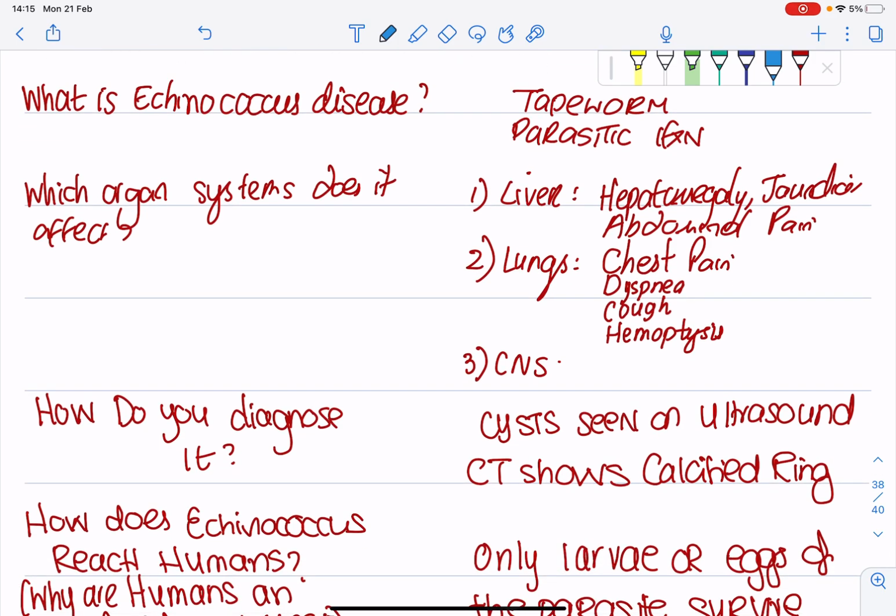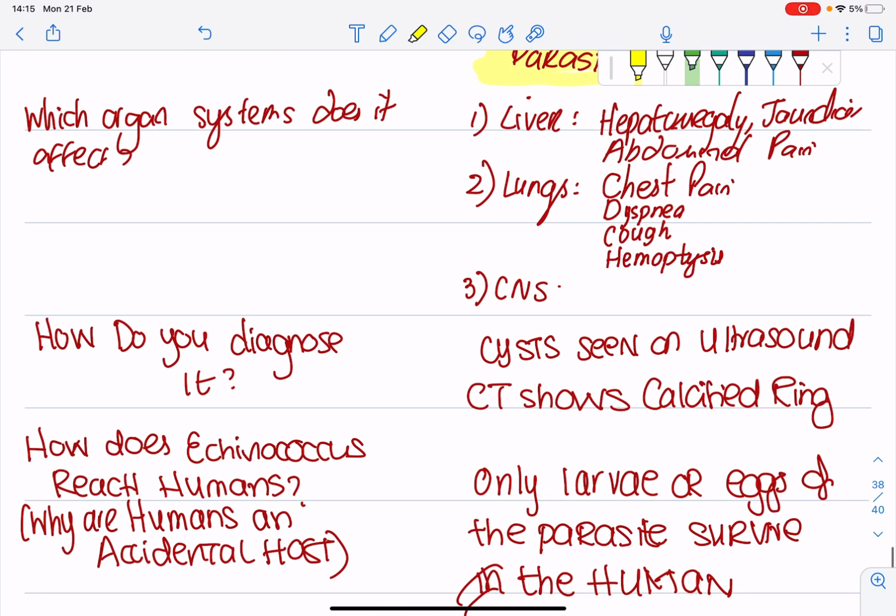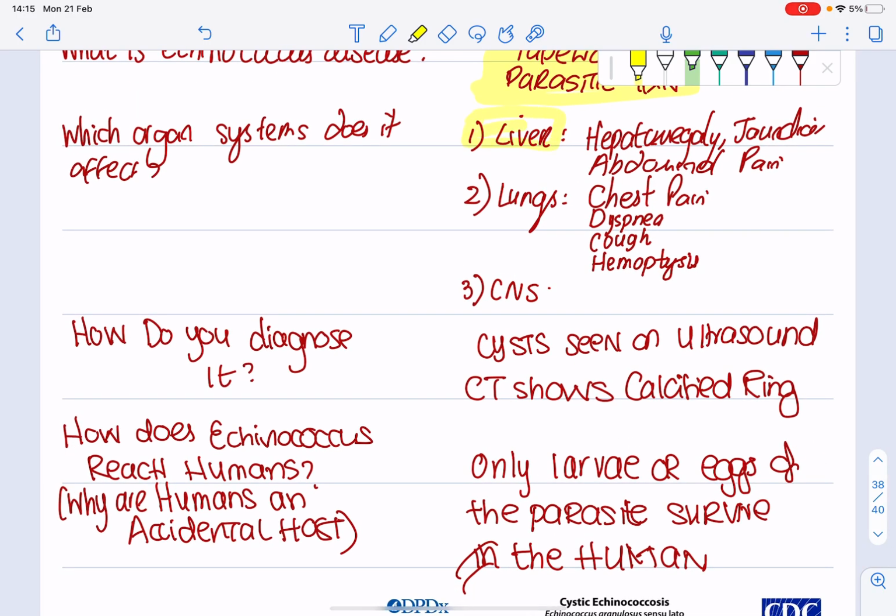So this looks like terrible handwriting. So what is echinococcal infection? It's a tapeworm parasitic infection. Which organ system does it affect? It infects the liver. In the liver, it will cause hepatomegaly, jaundice, and abdominal pain. In the lungs, it will cause chest pain, dyspnea, and cough.